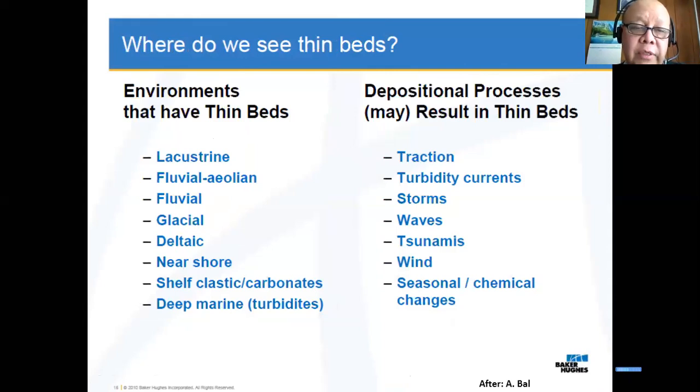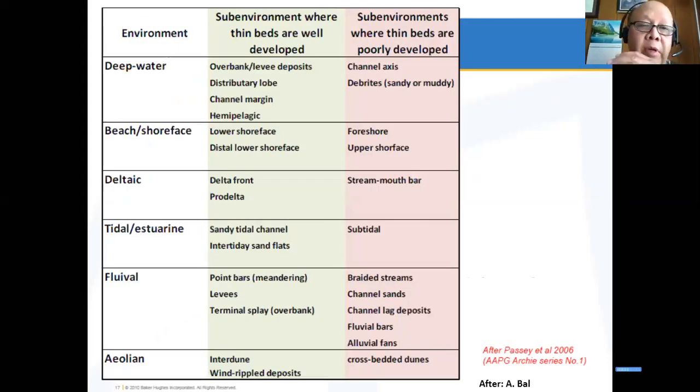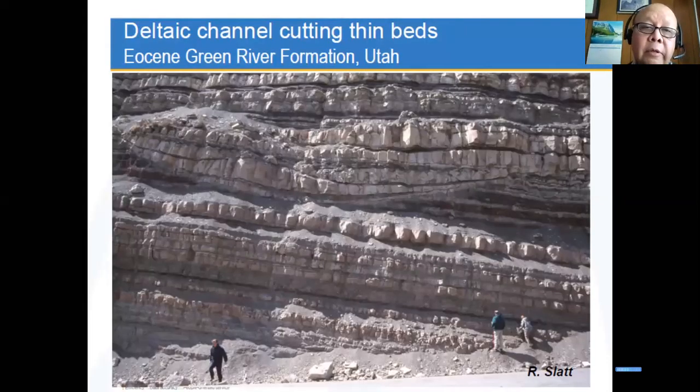So where do we see thin beds? Environments that have thin beds are lacustrine environments, fluvial, aeolian, glacial, deltaic environments, near shore, shelf clastics, carbonates, deep marine. Okay, let me give you a warning here: I'm not a geologist, so if you ask me more questions on this geology, I probably have to give up. Okay, so this again shows the environments and the sub-environments where we can find these thinly laminated sands. Mainly nowadays, because we are drilling deep water wells, we will mainly encounter these thin beds in the turbidites. So here is another picture, a deltaic channel cutting across these thin beds.